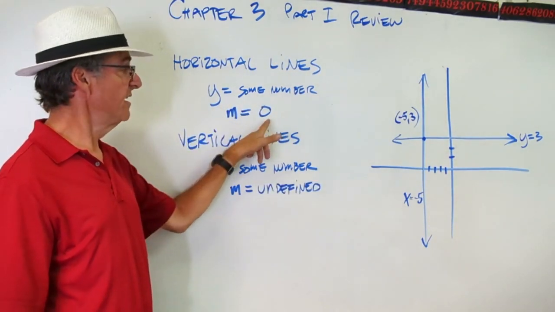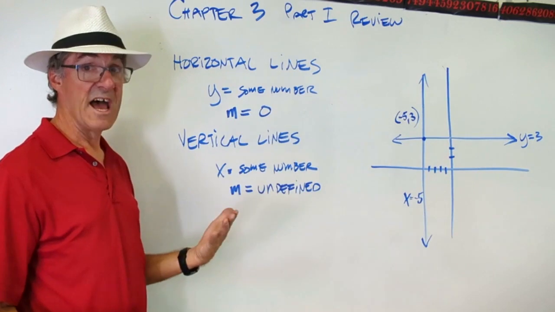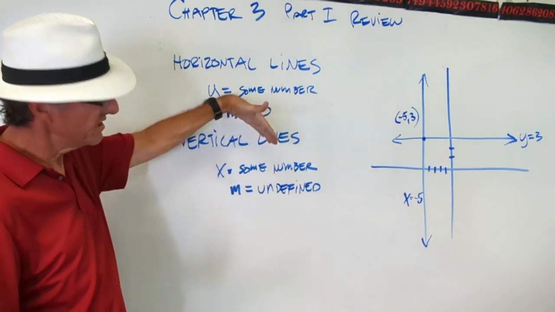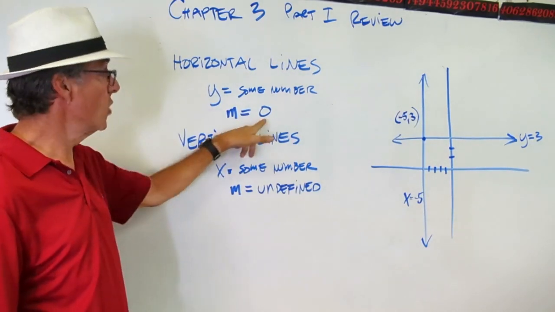A horizontal line has a 0 slope. There's no rise. It makes sense. This is intuitive. To have a slope, it would have to be going up or going down. No slope. So the slope is 0.